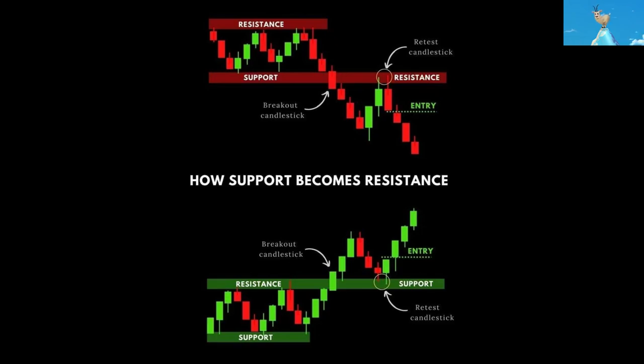When the price breaks above resistance, and you can see this example by looking at the bottom of this slide. Look at the bottom of this slide. The price broke above resistance. All right.